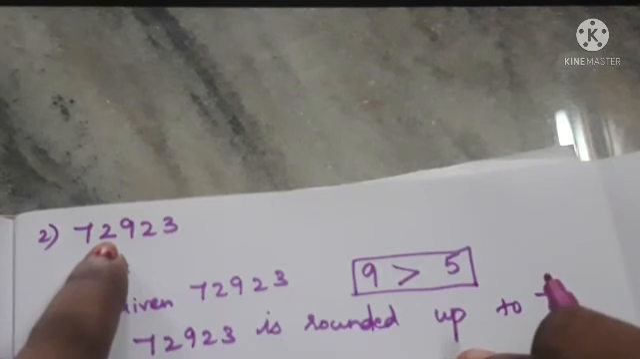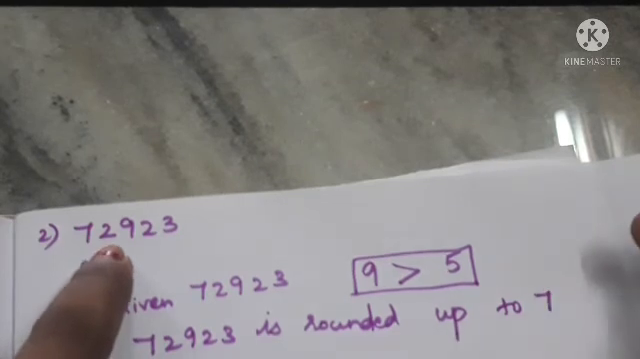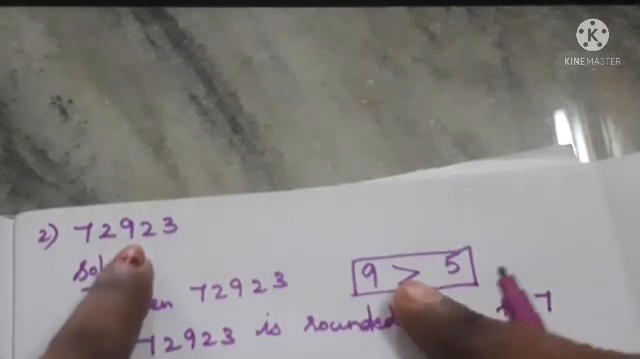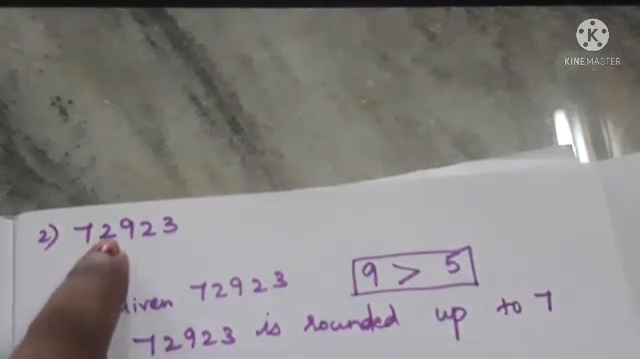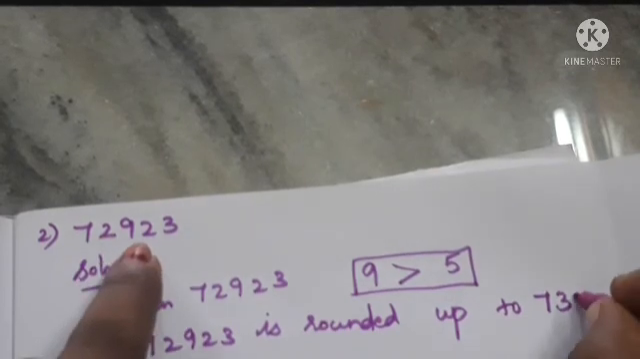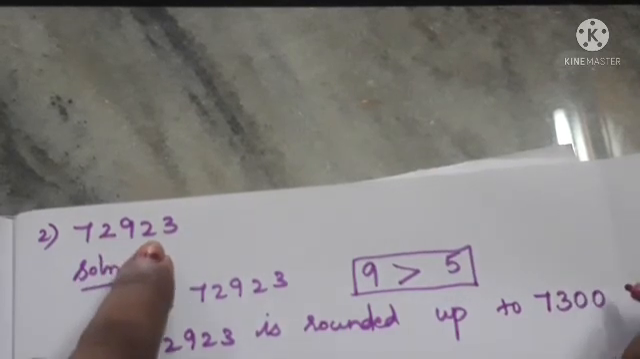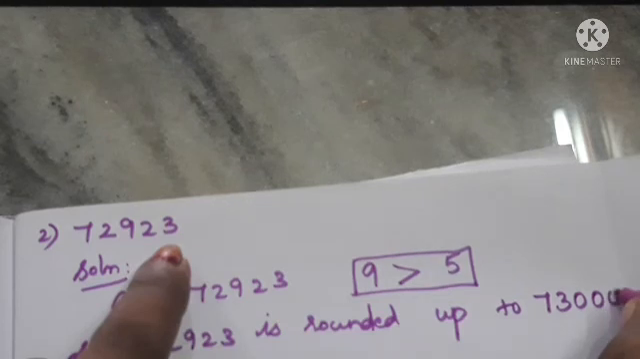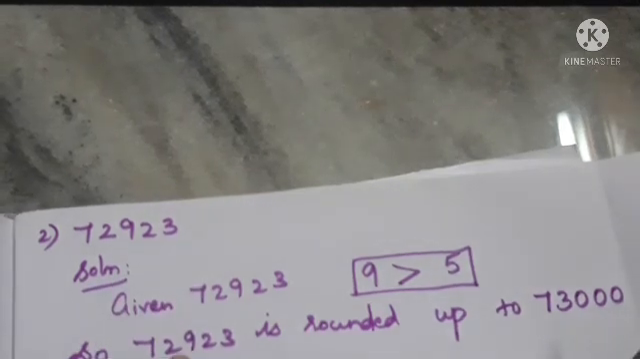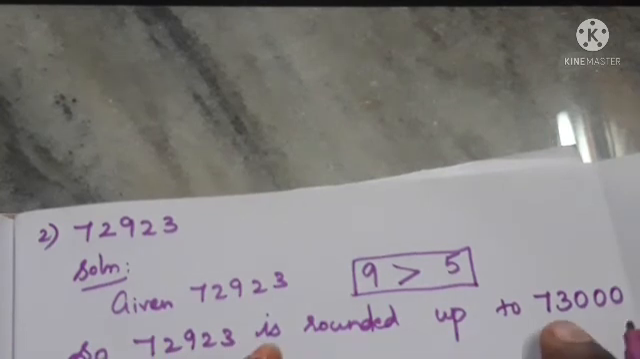2 plus 1. In the 1000 place we have 2. If the second condition is satisfied, we have to add 1 to the 1000 place. That means 2 plus 1, which is 3. And the remaining 100 place we place 0, the 10s place 0, and the 1s place 0. So what's our answer? 72,923 is rounded up to 73,000.